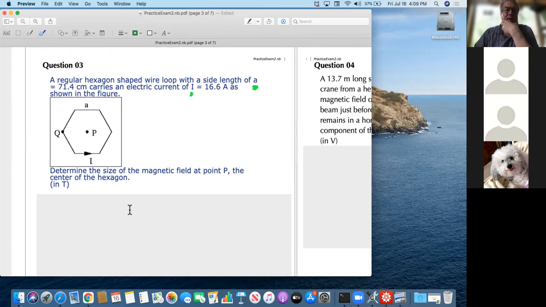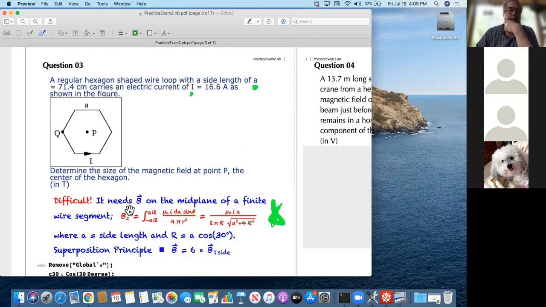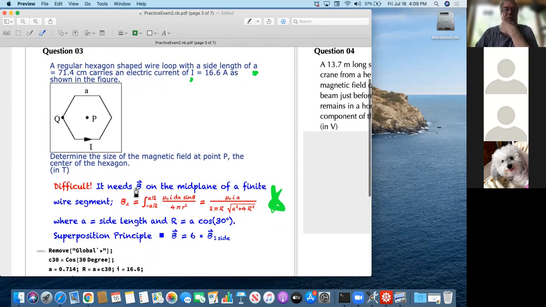Now, this problem is actually quite hard because you need to know the magnetic field on a finite wire segment. You'll certainly have on your equation sheet the magnetic field on an infinite wire, but the segments of this hexagon are only finite. And that's a more complicated formula.